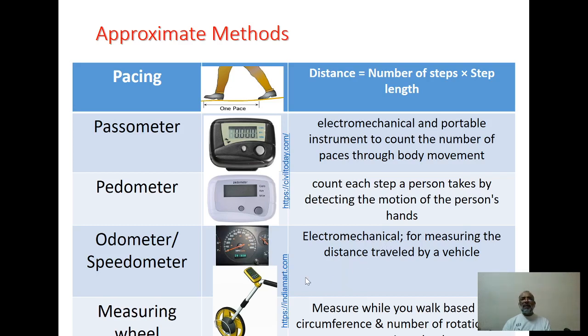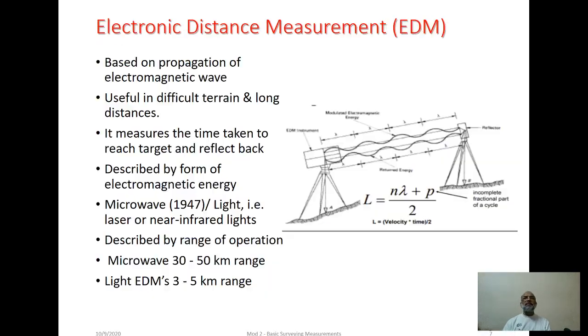There is one standard equipment which is called a measuring wheel. Here we can just move this particular measuring wheel along the line to be measured. It will count the number of rotations. Based on the circumference and number of rotations, the distance will be digitally displayed, or even one can count it mechanically. So these are certain approximate methods to express the horizontal distances.